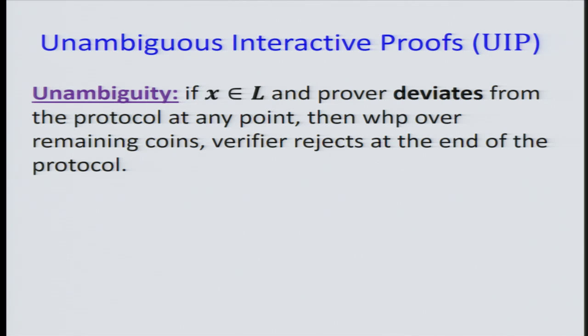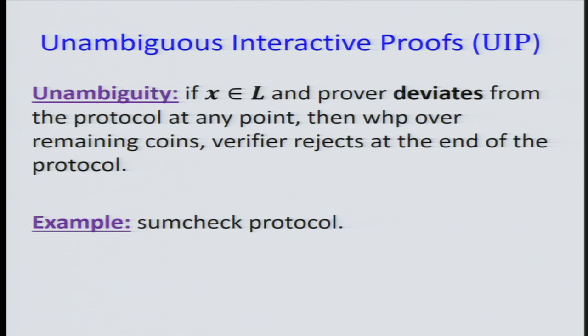So we have an interactive proof. It has the standard completeness and soundness requirements. In addition, I want an unambiguity requirement, which says that if you take a statement X that is in the language, and you run the interactive proof for it, so the interactive proof is specified, and at some point the prover decides not to send the message that it was supposed to send according to the interactive proof specification. If he does that, then with high probability over the verifier's remaining coins, the verifier is going to reject, even though this is a statement in the language. The fact that the prover at some point deviated makes the verifier reject.